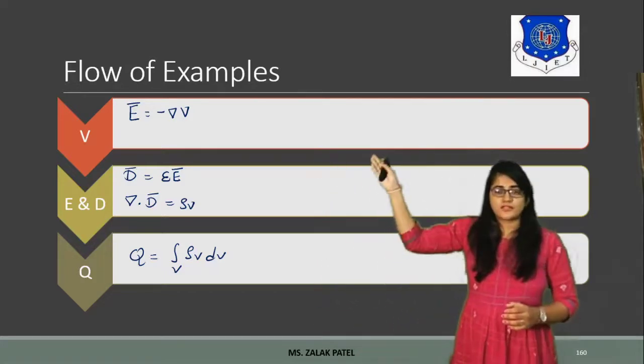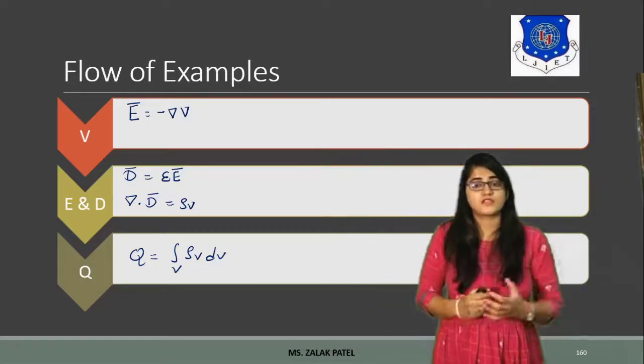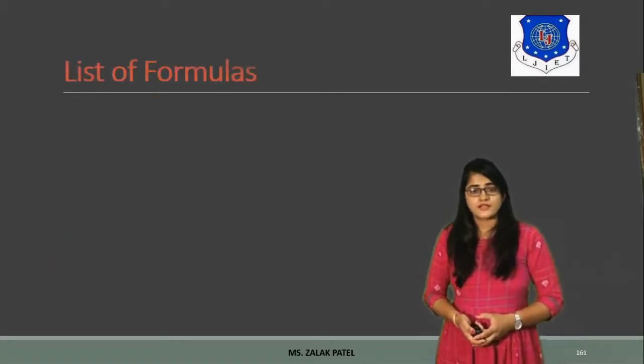It can be asked for either 3 marks or 5 marks, like to find the field intensity, the flux density or the total charge. So let's see one example for this.